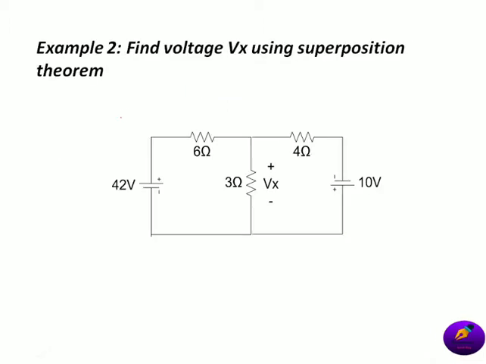Using superposition theorem. In this circuit we have two voltage sources, therefore we have to draw two circuits. Firstly we will take active 42 volt and suppress 10 volt, and then in another circuit we have to take 10 volt as an active source and suppress 42 volt by short circuit.